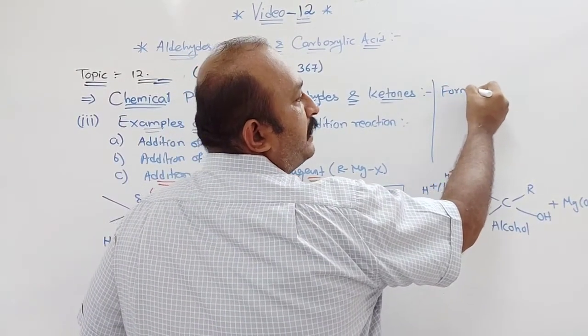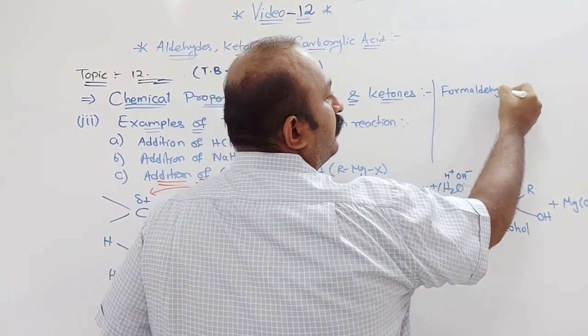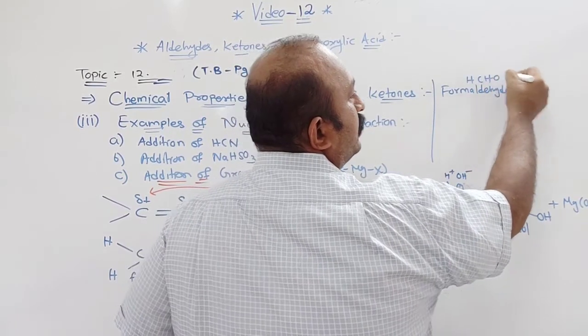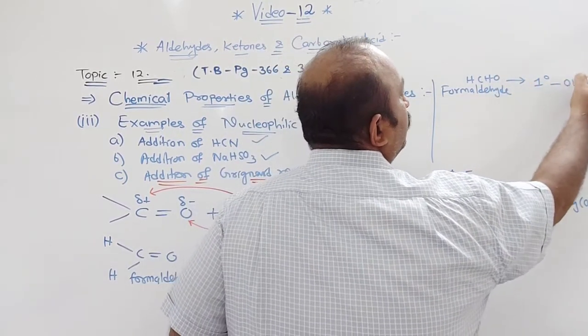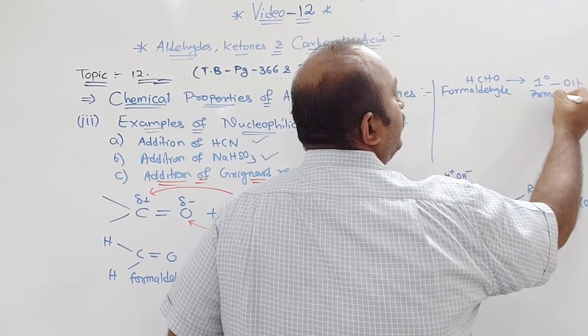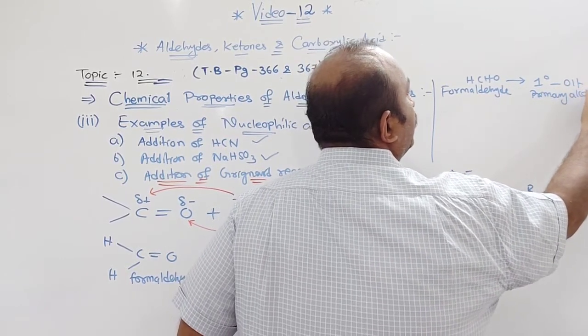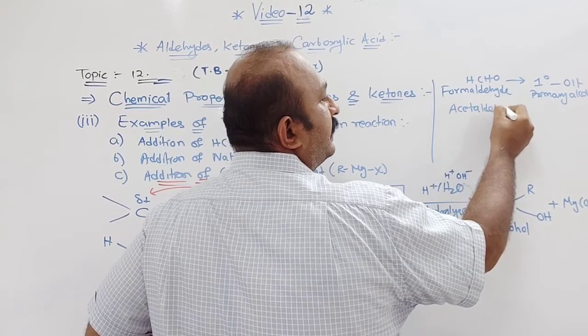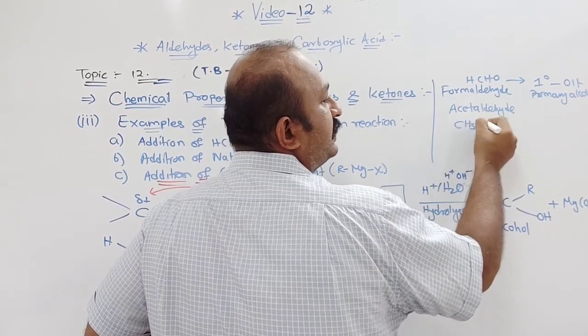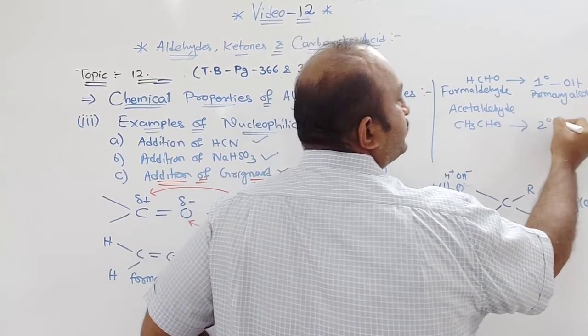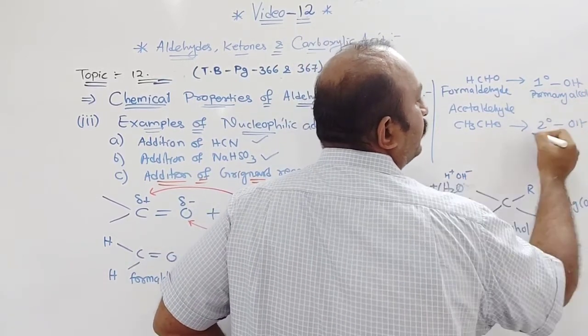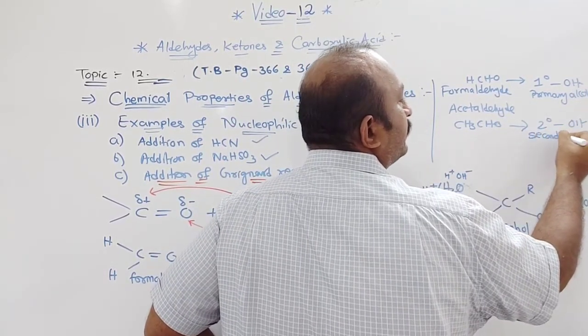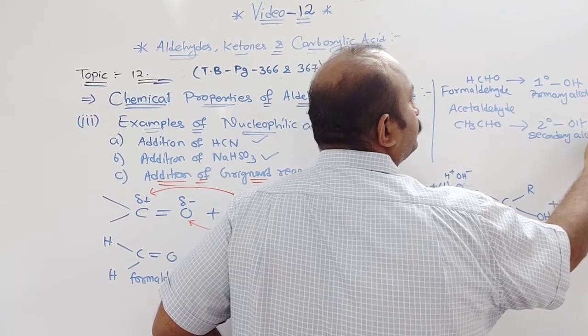What is the word? Formaldehyde. Formaldehyde means HCHO will give you primary alcohol. Which alcohol? Primary alcohol. Clear? When you use acetaldehyde, acetaldehyde means CH3CHO, you will get secondary alcohol. What will you get? Secondary alcohol.